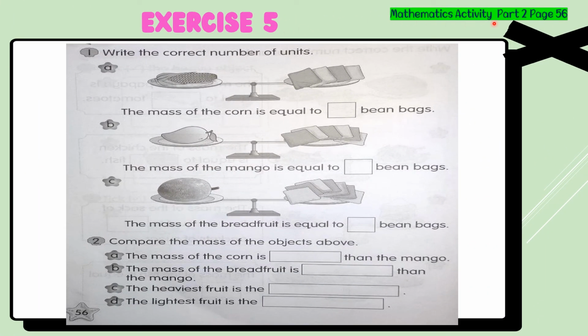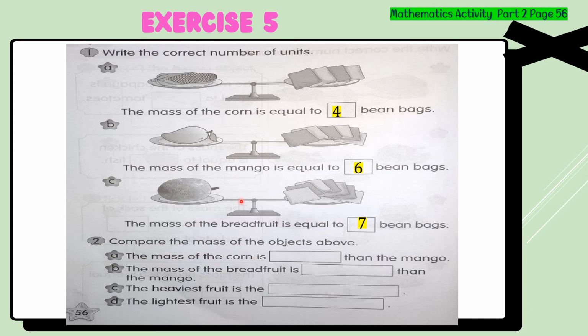Exercise 5, mathematics activity book part 2, page 56. Look at the instruction. Write the correct number of units. A, the mass of the corn is equal to 4 bean bags. The mass of the mango is equal to 6 bean bags. The mass of the breadfruit is equal to 7 bean bags.